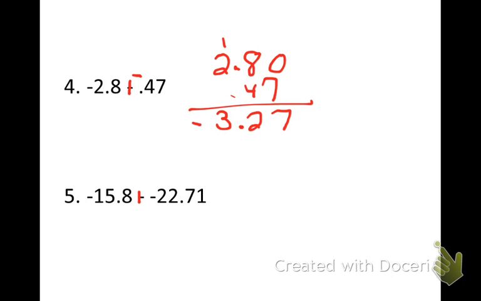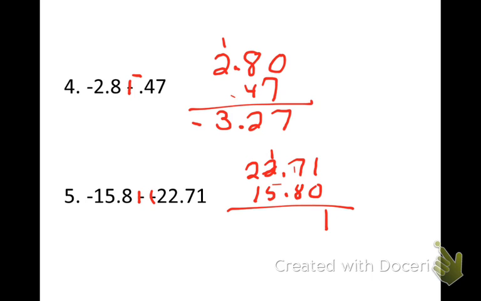Here I'm going to add the opposite. The signs are different, so I need to subtract, but I want to put the bigger number on top, so the 22.71 will go on top. The 15.8 would go here underneath, lining up the decimal, fill in with a 0 if you want. And do your subtraction. 1 minus 0 is 1. You're going to have to come over here and borrow. 17 minus 8 is 9. Bring that decimal straight down. Have to borrow again. Make it 11 minus 5 is 6. So 6.91. Then I go back and see. Keep the sign of the bigger number. The 22 is positive, so it would be positive 6.91.